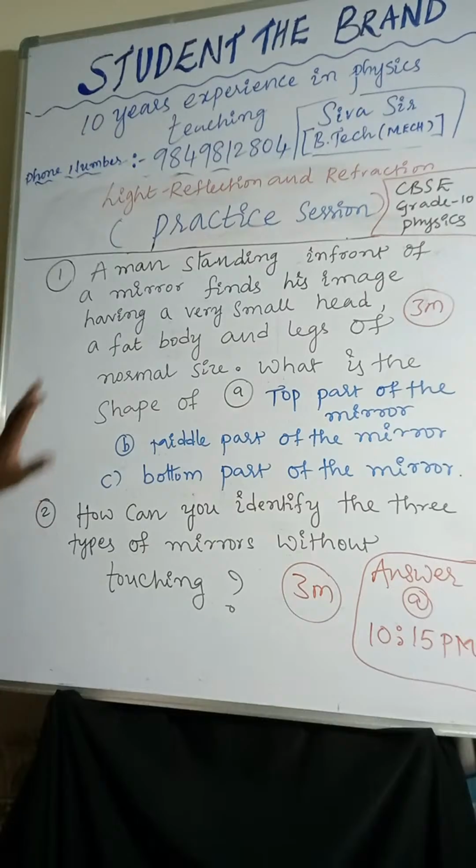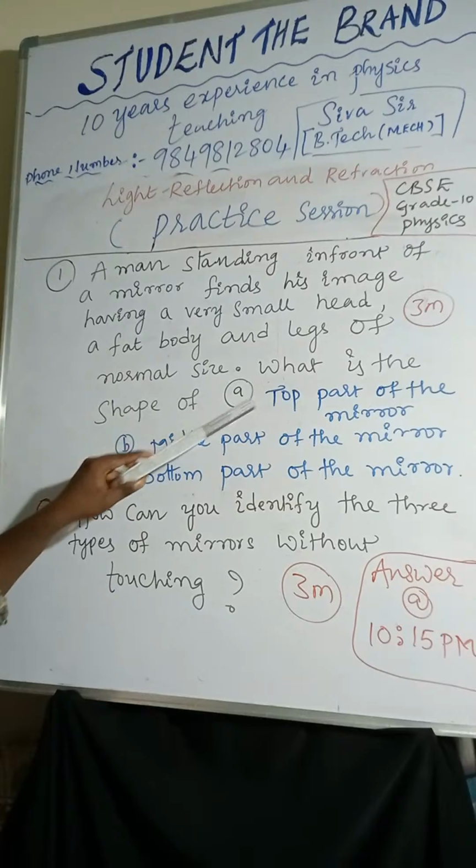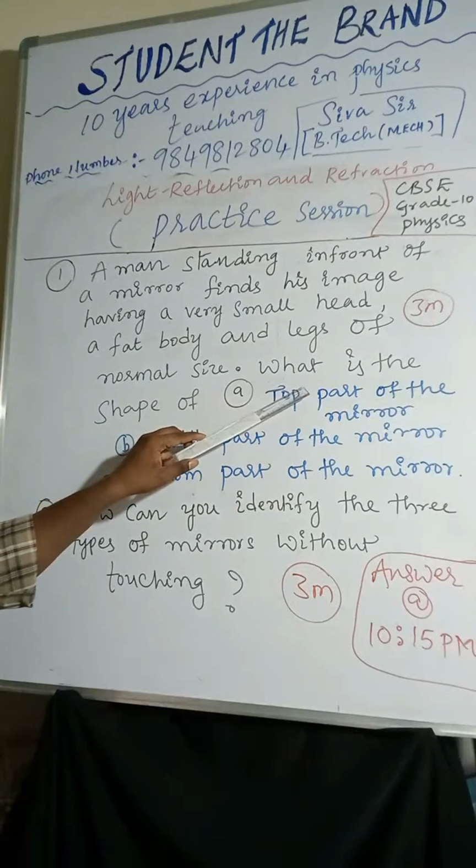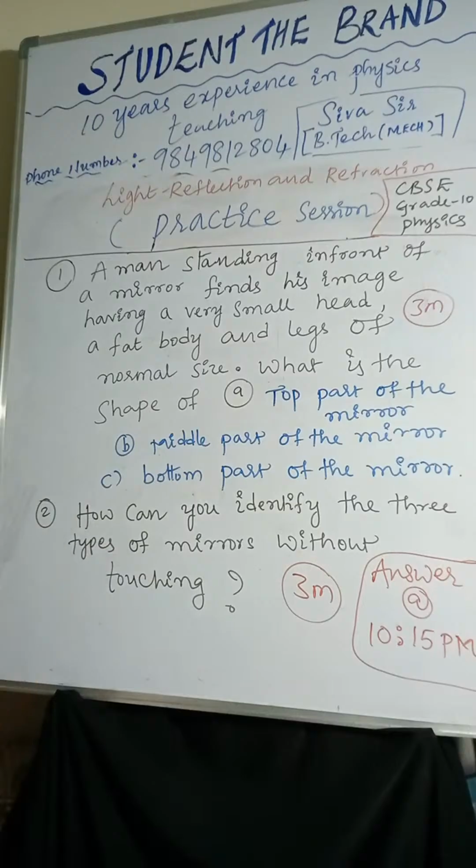These two questions are very, very highly important and expected for exams. How can you identify the three types of mirrors without touching the mirror? Here, a man standing in front of a mirror finds his image having a very small head, a fat body, and legs of normal size. What is the shape of the top portion, middle portion and bottom portion?